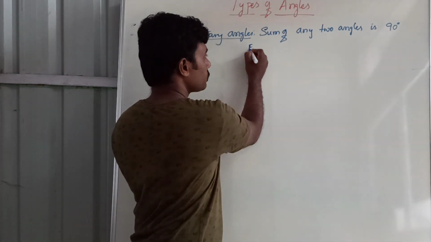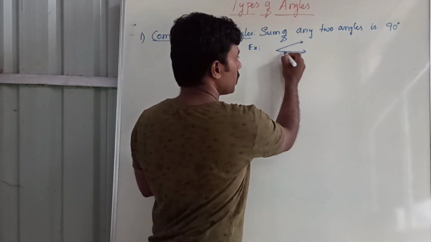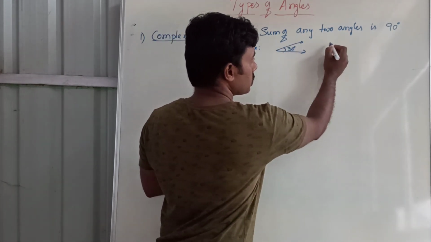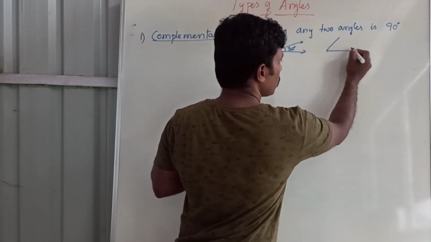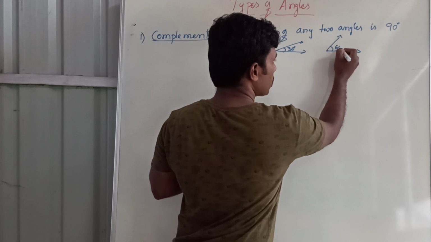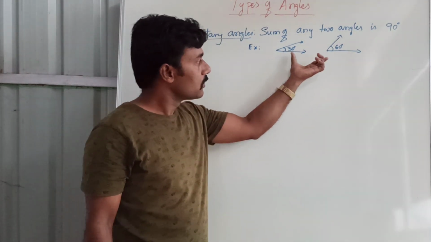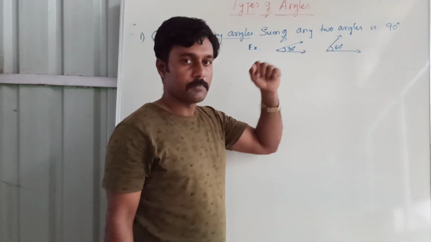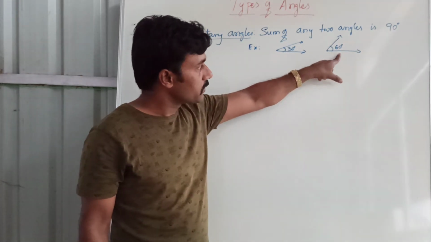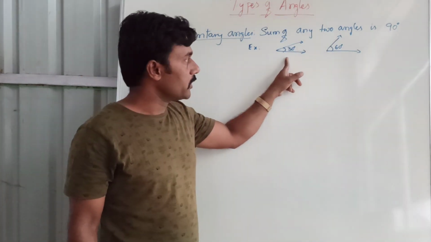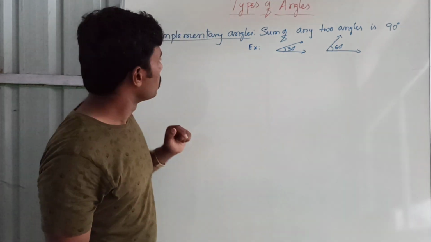Example, 30 and 60 degree. Sum of these two angles is 90 degree. Therefore, these two angles are called complementary angles. 30 degree is complementary of 60 degree and 60 degree is the complementary of 30 degree. They are mutually complementary with each other.